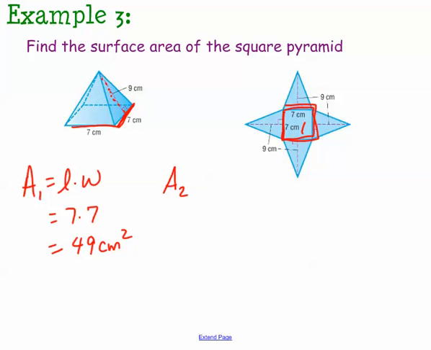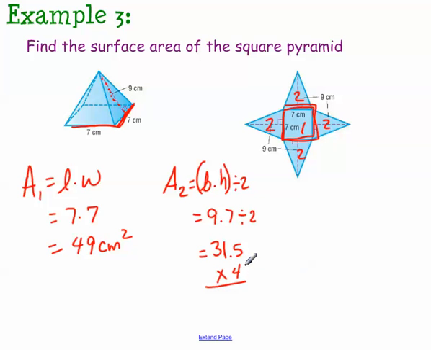So the area of the second one, that is base times height, and then divided by 2. So we've got 9 times 7, and then divided by 2. So that's 63 divided by 2, and I get 31.5. Now, that is for this triangle here, but the nice thing is it's the same as this one, and this one. So all of the triangles have the same area. So I just need to multiply by 4 triangles.